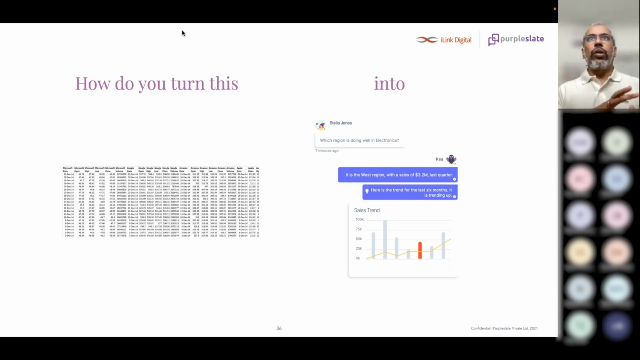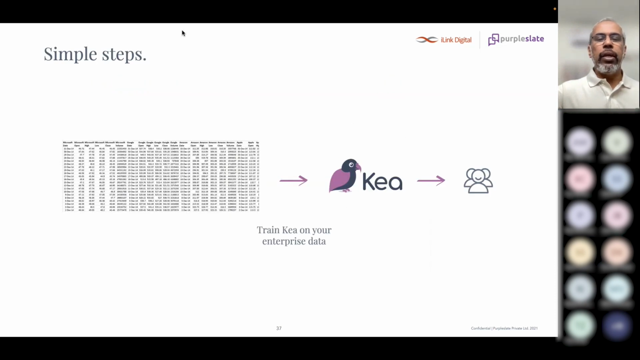So instead, if we have any unstructured data, can we really start asking these questions like a conversation? That's pretty much what Kia does. Very simple steps: you train Kia on the enterprise data and then start getting answers. There are different modules of our application which help you achieve this, which I'll talk about soon. I'll show you with some examples.